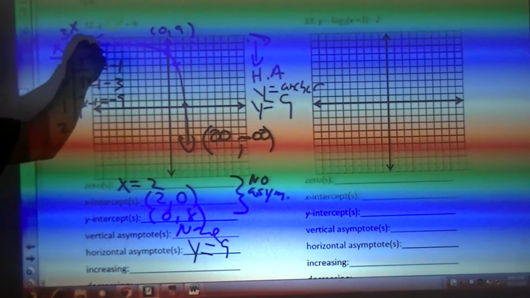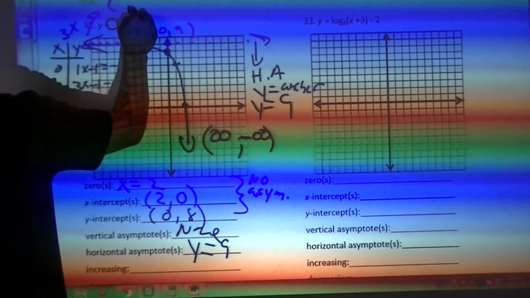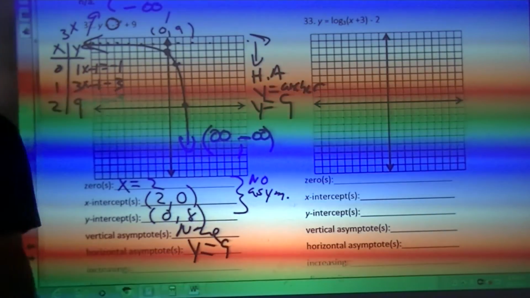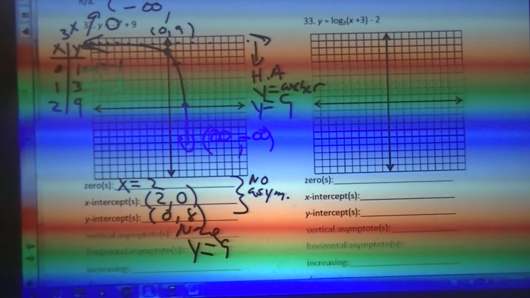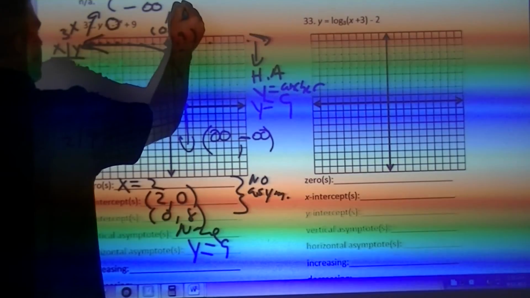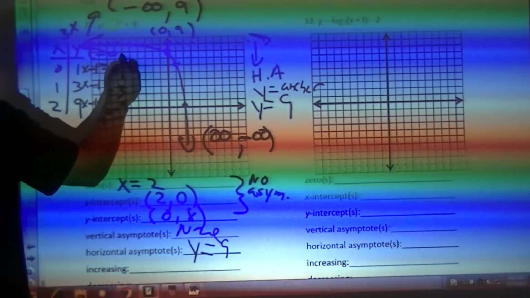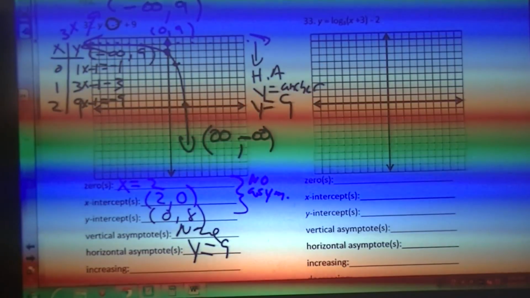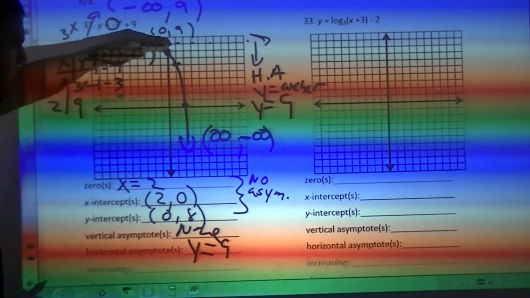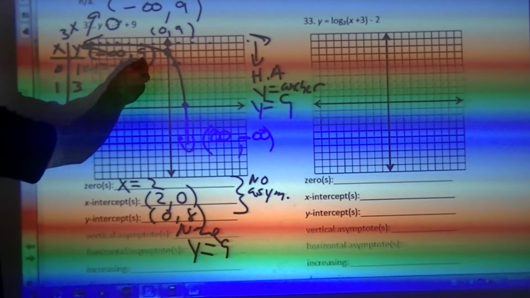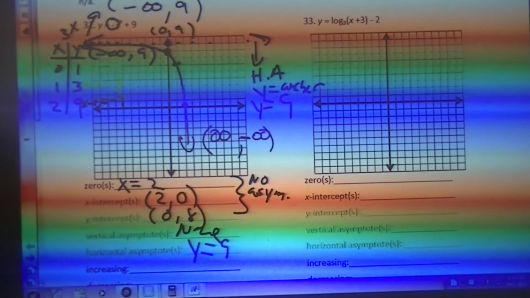This is considered a left arrow, negative infinity. Now, where it levels off at 9. So this is negative infinity, 9. Where it levels out at the asymptote, this is only for asymptotes, that coordinate wouldn't be positive infinity. It's going to be 9.